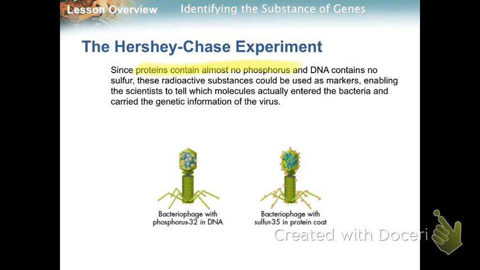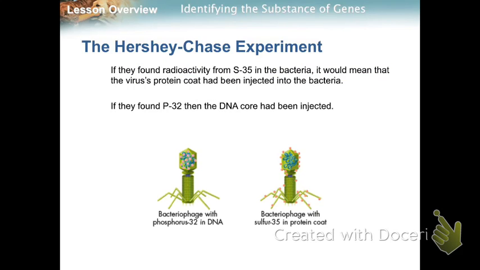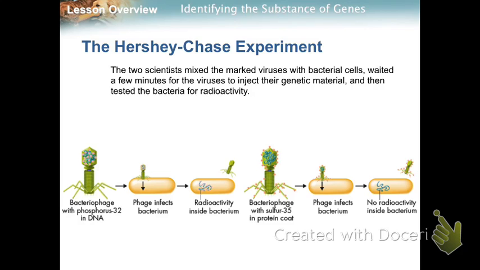So proteins contain almost no phosphorus and DNA contains no sulfur. These different elements could be made radioactive and used as markers to determine which molecules actually entered the bacteria and had the bacterial cell produce more virus particles. If they found radioactivity from sulfur in the bacteria, it meant that the protein coat had been injected into the bacteria. If they found phosphorus, then the DNA core had been injected. So they ran two trials of this using the two different viruses, the two different parts being radioactive.